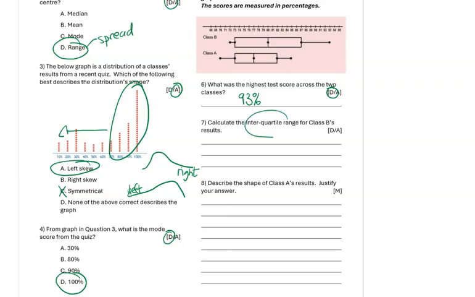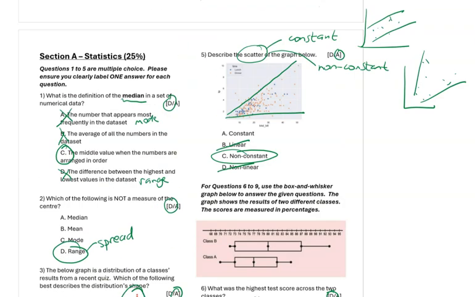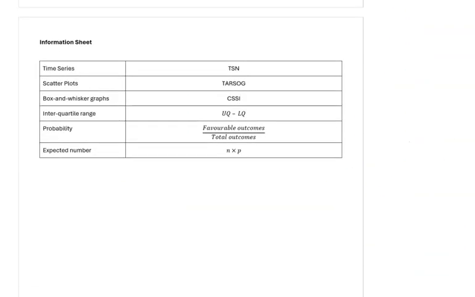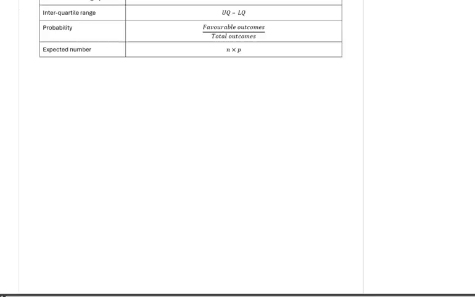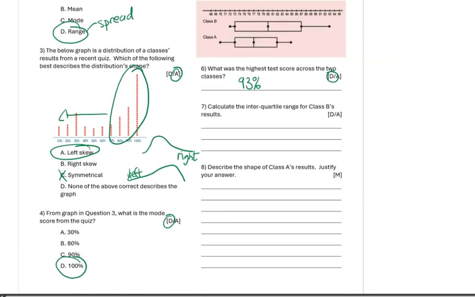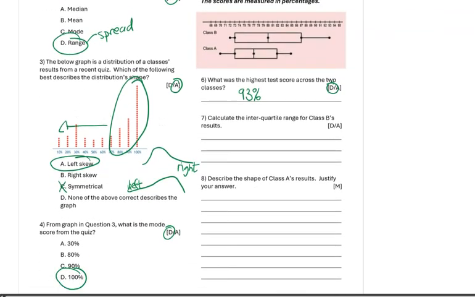Calculate the interquartile range. Just a reminder, if I scroll up to the formula sheet, the interquartile range was actually given to us, right? Upper quartile minus lower quartile. That's what the UQ and LQ mean. So let's jot that formula down first. My interquartile range is going to be my upper quartile minus my lower quartile. And this is for class B.